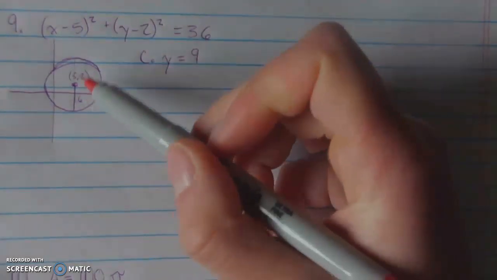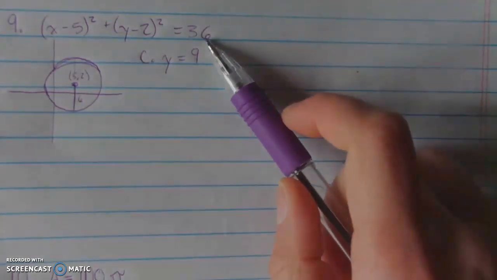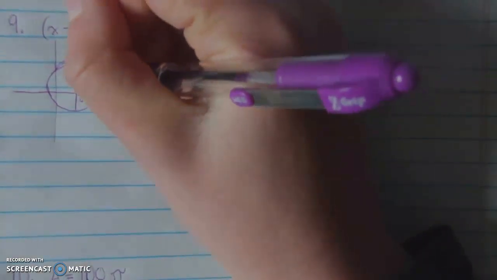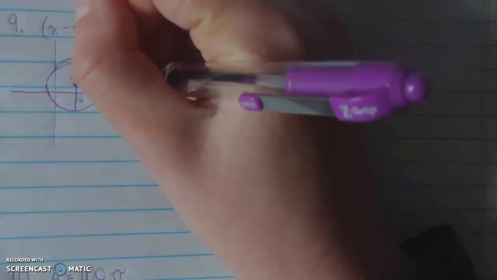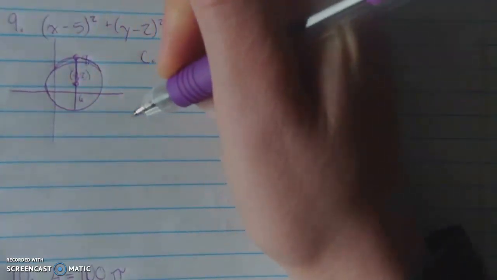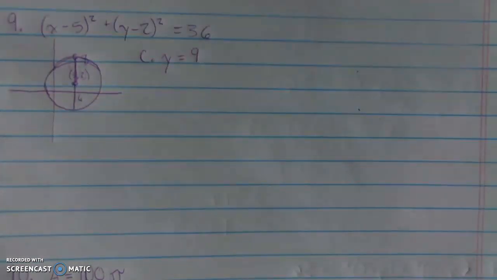Well, I kind of want to know whereabouts that would be. So if I think about this as (5, 2), and my radius is 6, being the square root of 36, that means that this line here, our radius, is going to be 6 more units above its current height of 2. So this point will be at 8. Oh, well that's not very convenient because I want to know where the circle intersects with y equals 9.